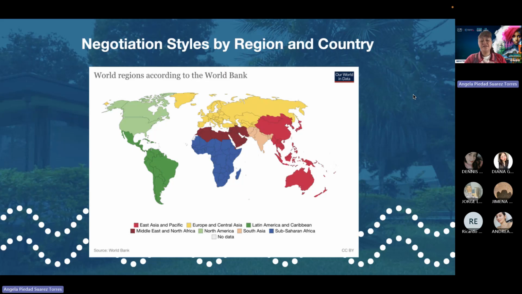They expect a literal interpretation of the statement. So we have to be clear on the communication and the language that we're using. A limited tradition of bargaining and focus on win-win outcomes with a small margin of compromise.